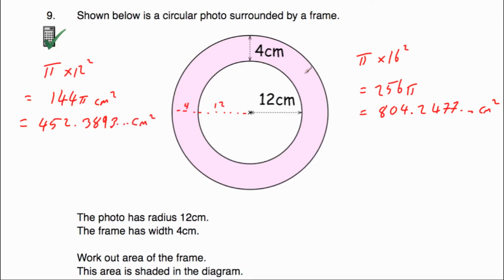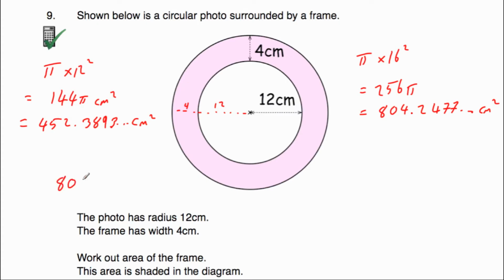Now we want to find this shaded region, so that's the difference between the areas of the circles. So if we take away our 452.38 and so on away from our 804.2477 and so on, that would tell us the area of the shaded region. Alternatively, we could do 256 pi, take away 144 pi, and that would also give us the area as well. So we could use either approach. So let's use both approaches now.